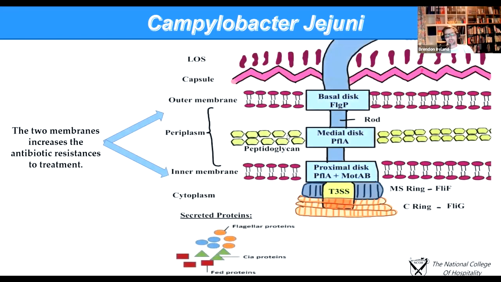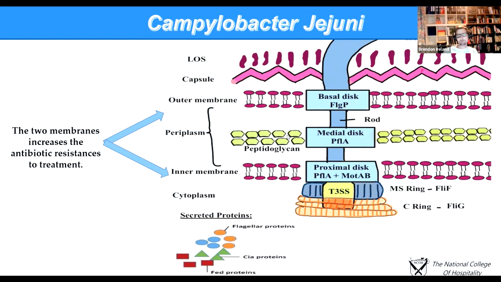So one of the things about the Campylobacter is it's very, very resistant to antibiotics. If we look at this cell wall structure here, we've got the LOS, the capsule, the outer membrane, the periplasm, the inner membrane, and the cytoplasm. It's the two membranes that create that function. It's one of the characteristics of a lot of gram-negative bacteria, because the outer membrane and inner membrane hold that violet color when you do the gram staining.